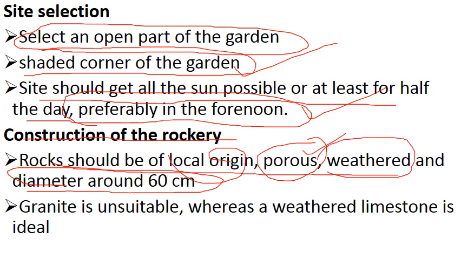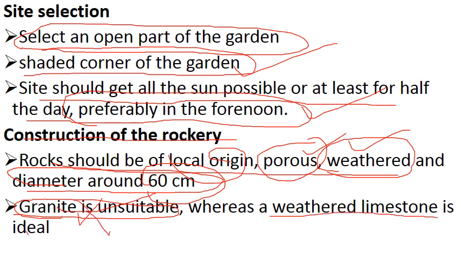Weathered rock we discussed clearly in our soil science lectures. You can see, I will provide you the link in the description box. And the diameter, that size, is around 60 cm. Then granite is unsuitable. Granite is unweathered rock. Okay, so it is unsuitable. Whereas weathered limestone is ideal.